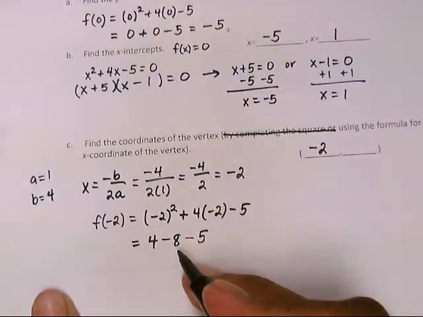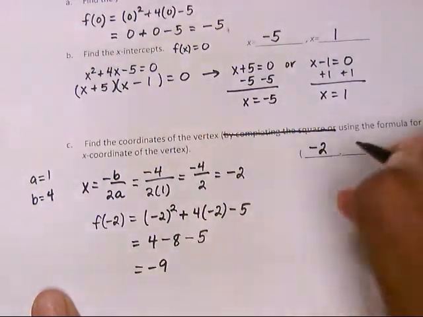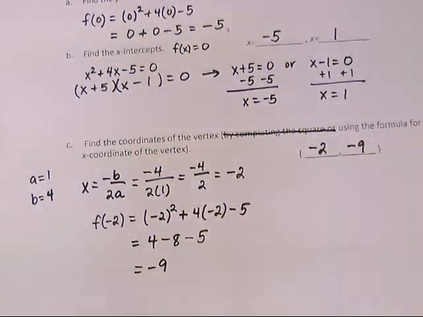So now 4 minus 8 is a negative 4. Negative 4 minus 5 will be negative 9. So your y-coordinate of that vertex is negative 9. So my vertex will be the ordered pair negative 2, negative 9.